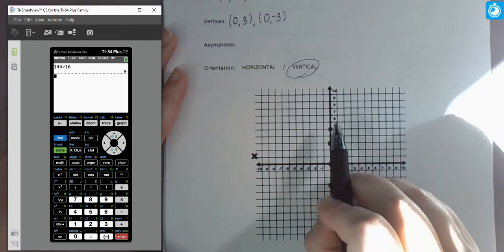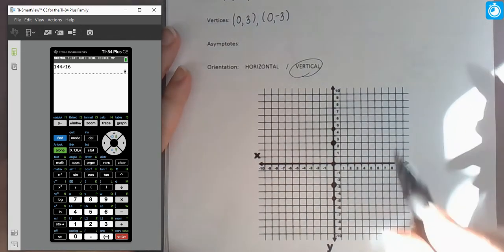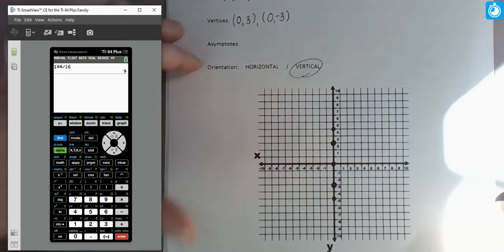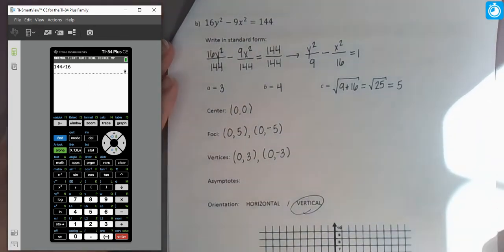So the center and then the two foci, those are in a sense imaginary. They're not truly on the graph. They're used to help us draw the shape of the graph, but these two vertices are points that are actually on those two branches. Okay, and then last but not least, let's find our asymptotes.